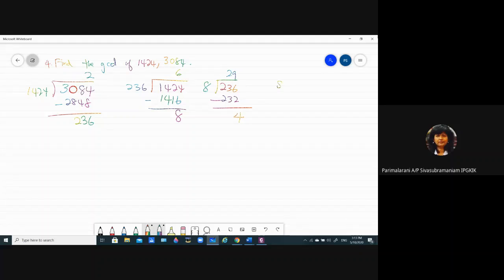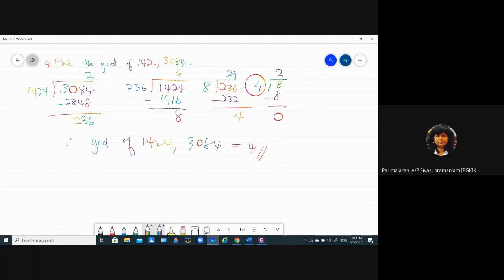So the last divisor 8 divided by the remainder 4. 4 times 2 is 8. No more remainder. We stop here. Therefore the last divisor is 4. Okay, therefore the GCD of 1424 and 3084 is equal to 4.